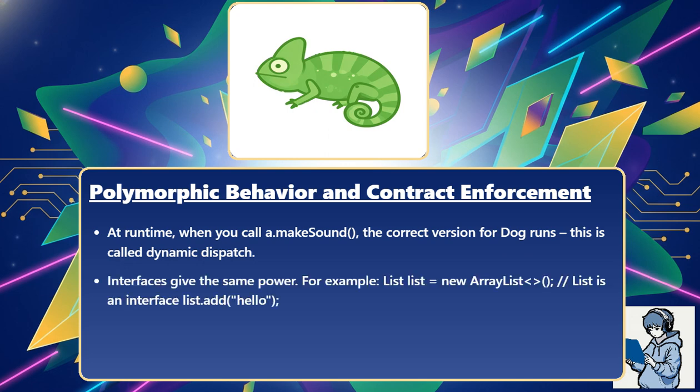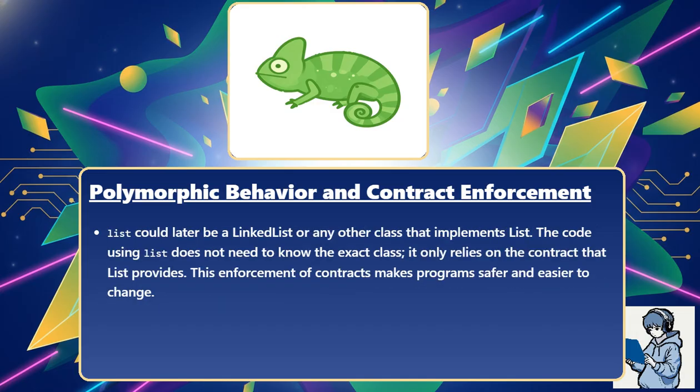Interfaces give the same power. For example, List<String> list = new ArrayList<>(); list.add("hello"). List could later be a LinkedList or any other class that implements List. The code using List does not need to know the exact class, it only relies on the contract that List provides. This enforcement of contracts makes programs safer and easier to change.